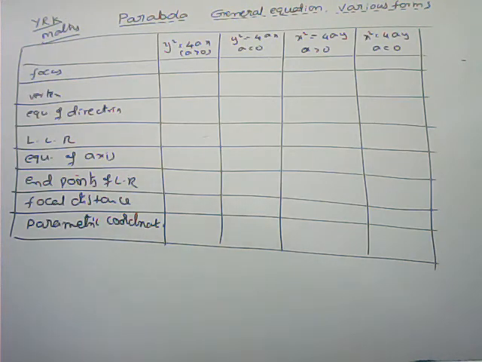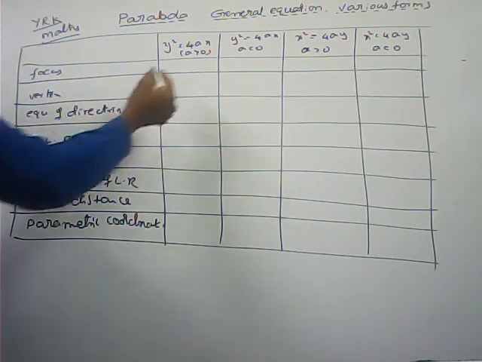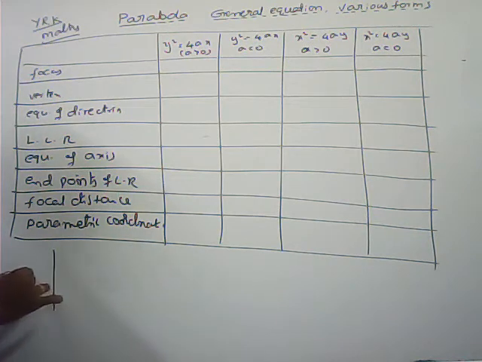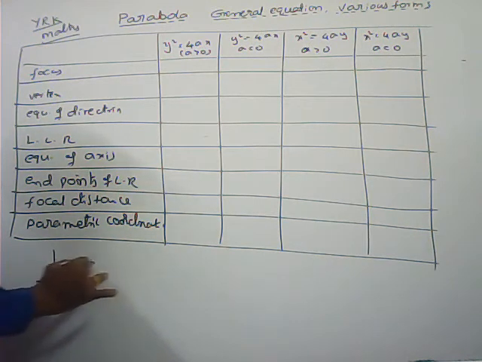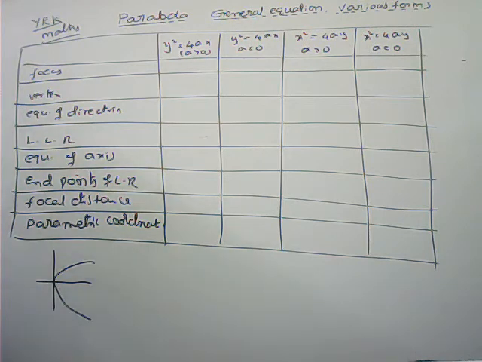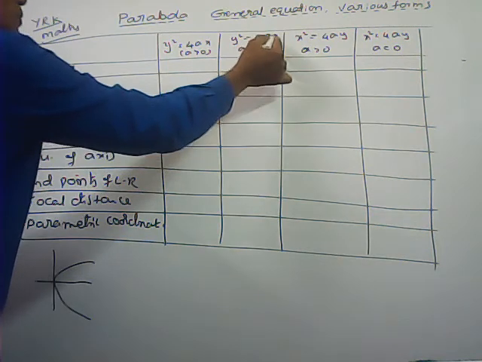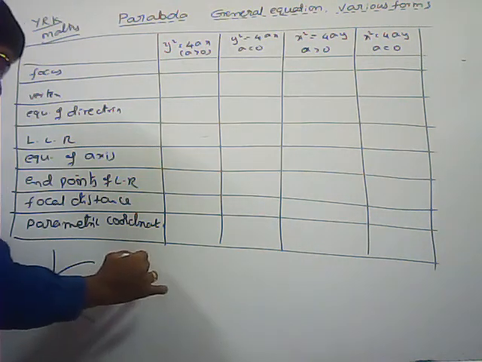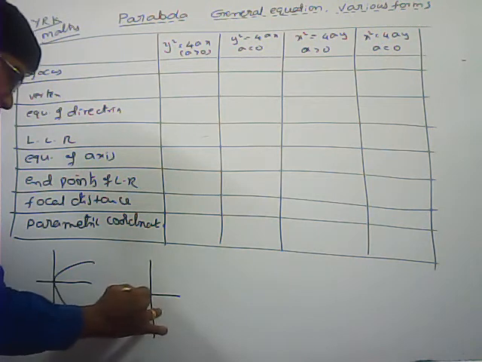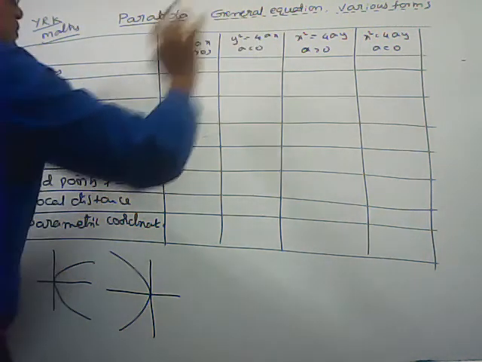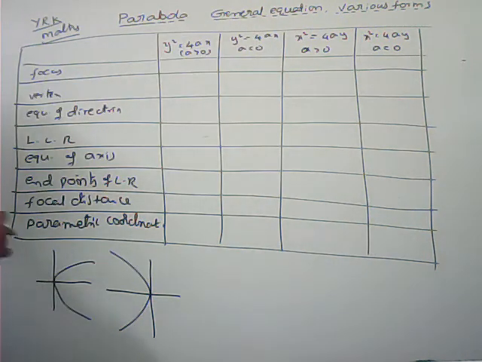Here different forms are there. Y square equals 4ax, a greater than 0, then the x coefficient is positive. If it is positive, it is symmetric about the positive direction of x only. This is y square equals 4ax, a greater than 0. Y square equals 4ax, a less than 0 means the x coefficient is negative, so symmetric about the negative direction of x only. All these represent parabolas only, but they open towards different directions.